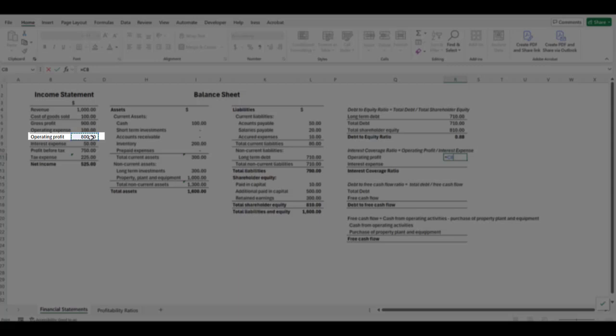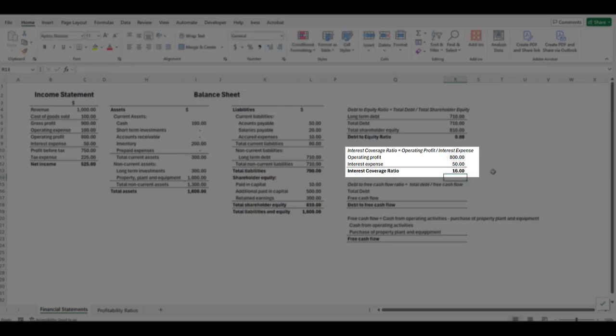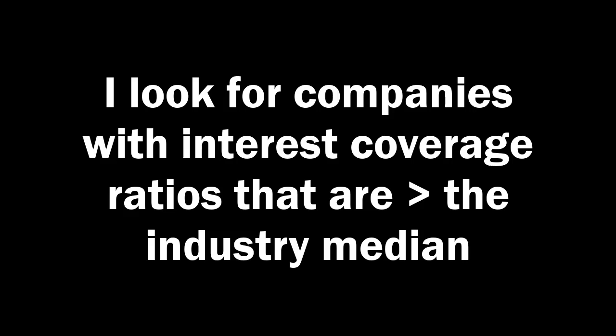Let's calculate the interest coverage ratio. Our operating profit is $800. Our interest expense is $50. 800 divided by 50 equals 16. This means the company can pay its interest expense 16 times. The higher the interest coverage ratio, the better. I look for companies with interest coverage ratios that are greater than the industry median.